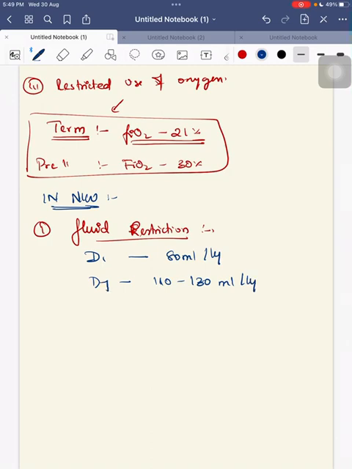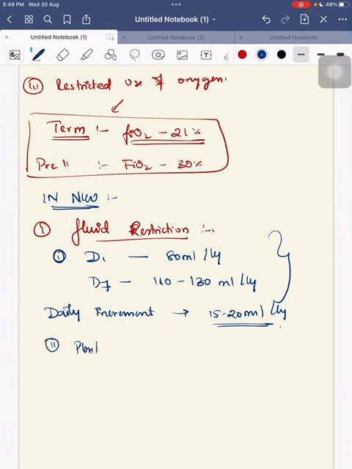Per day, how are you going to increase? So the daily increment will be 15 to 20 ml per kg. This is used in infants whose birth weight is less than 1500 grams. Okay.